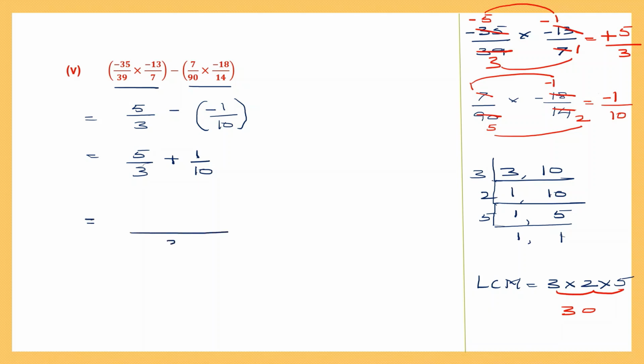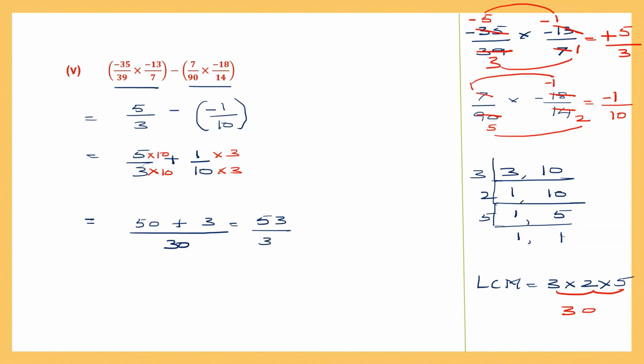So the LCM is 30. So let's do 3 into 10 is 30. So multiply 5 by 10. So that will be 5 tens are 50, plus the next denominator is 10. 10 into 3 is 30. So 1 into 3, 1 three is 3. So this is 50 plus 3, which is 53.